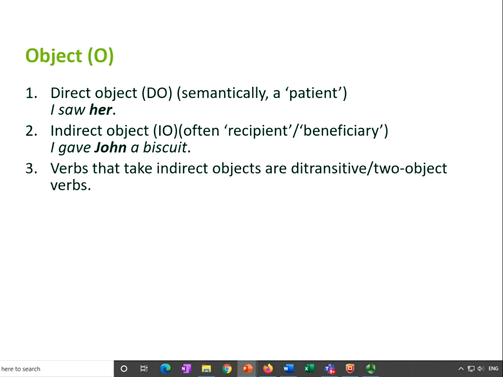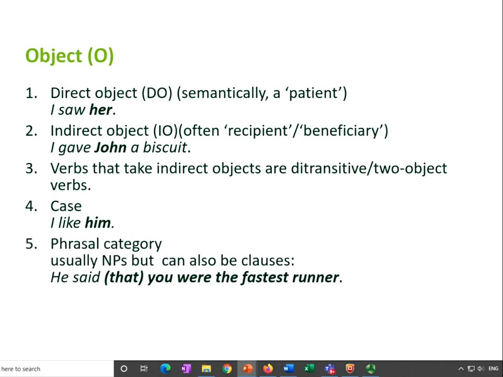Now, verbs that take indirect objects are two object verbs. They're sometimes called ditransitive rather than just transitive or monotransitive verbs. So give would be an example of that. We do have a case for objects in the pronouns, I like him. And phrasal category, usually noun phrases, but again can also be clauses. He said something. He said that you were the fastest runner.